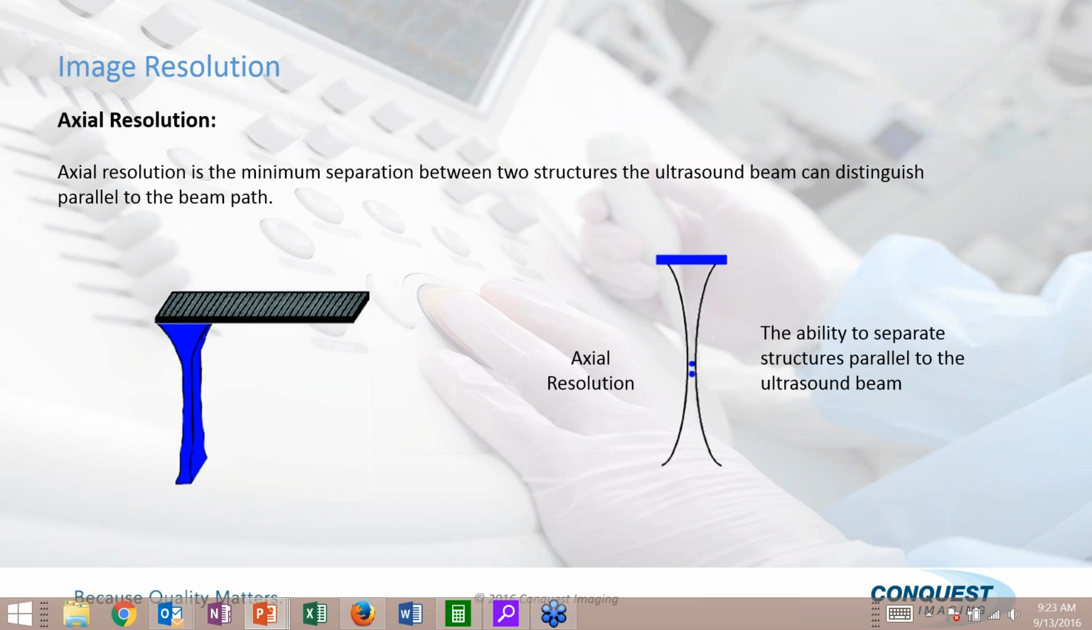So let's talk about axial resolution. Axial resolution is the minimum separation between two structures along the path of the ultrasound beam. If you look at this graphic here, we have two very small structures along the length, the path of the ultrasound beam. So basically what we're asking here is, how good is this ultrasound system at distinguishing between two very small objects that are very close together along the path of the ultrasound beam?